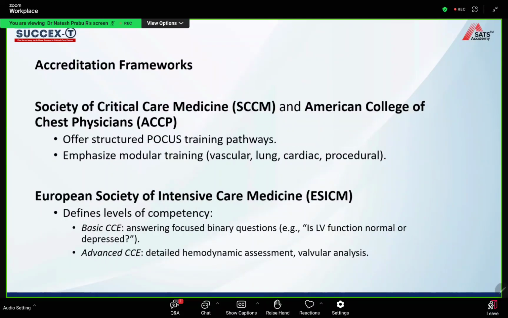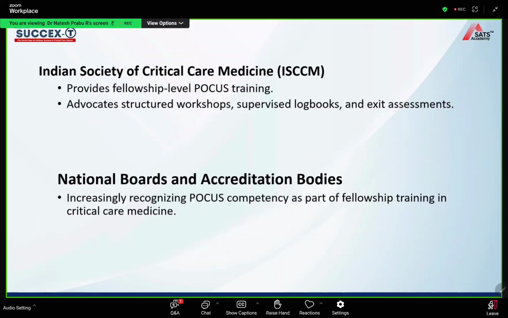So these are the accreditation frameworks that are available. The Society of Critical Care Medicine and the American College of Chest Physicians offer structured focus training pathways, which are based on modules. We have a training pathway by the European Society of Intensive Care Medicine as well, which has two different levels, basic and advanced.